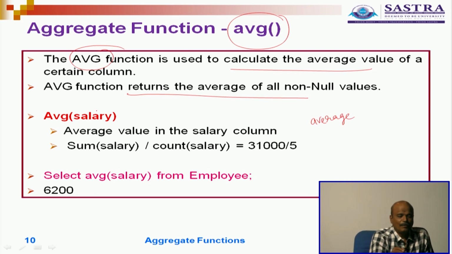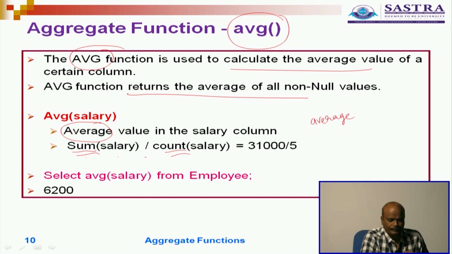So how to compute the average? Now you know how to compute the sum, and you know how to compute the total number of records. Sum of salary divided by count of salary will give you the average salary of all the employees. So 31,000 divided by 5. How to write a query for that particular statement?